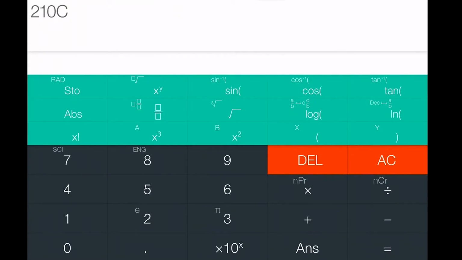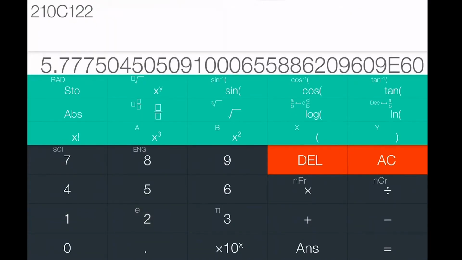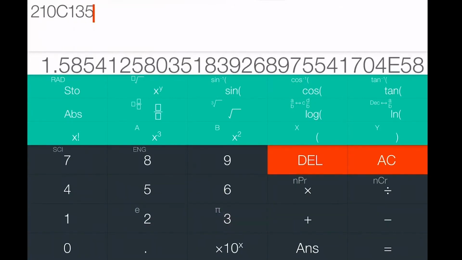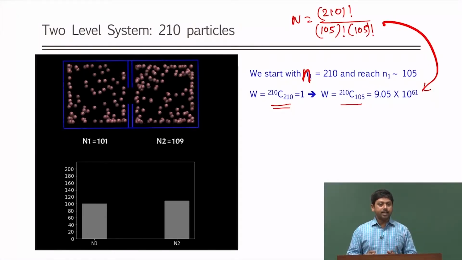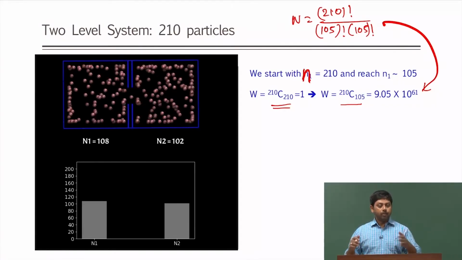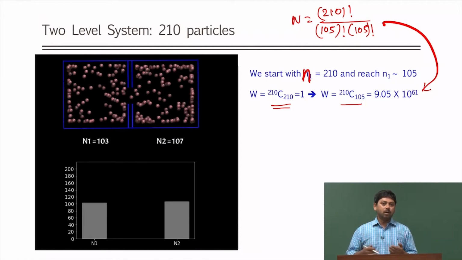So 21 plus 105 is 126, and it becomes 10 to the power 60, one order less. Let us do a 20% or 25% deviation. What will be the 25% deviation of 105? It will be approximately 25 or 30, so let us call it 135. So 135 particles in one box, and how many in the other? 75. That gives 10 to the power 58, 100 times less than that. So you can see that the probability of deviations from this 50-50 becomes lesser and lesser as more deviation takes place.